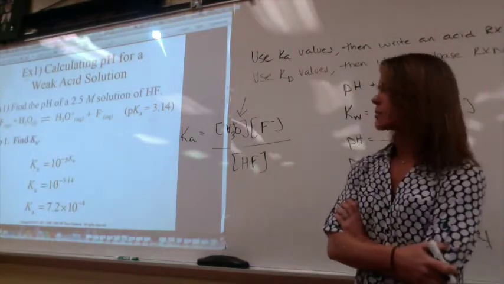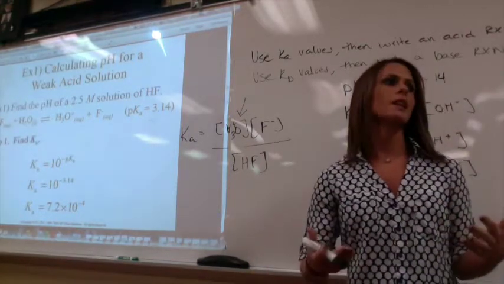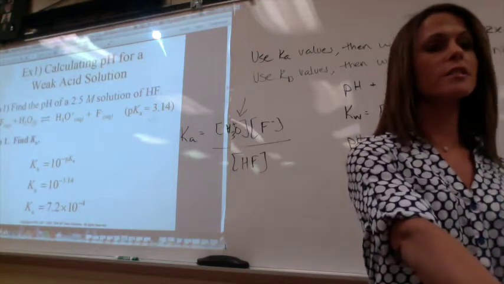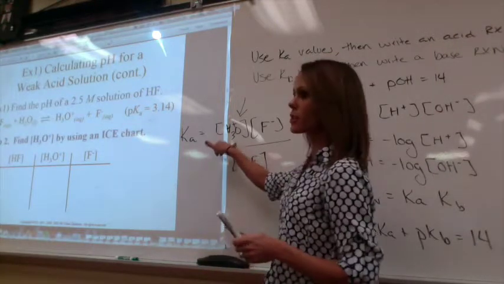So we got 7.2 times 10 to the negative 4th, right? So that right there is also indicating that you have a weak acid because you have a low Ka value. All right, so now we're going to solve for H+ by plugging in this expression here.